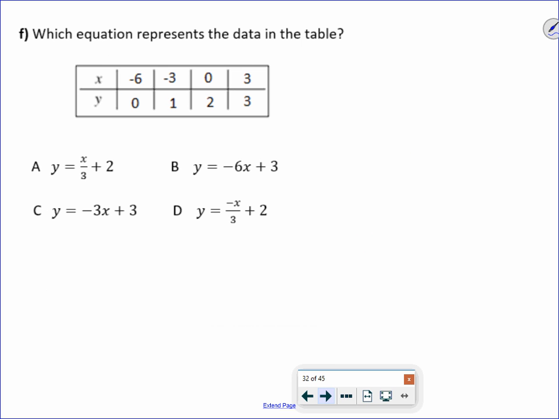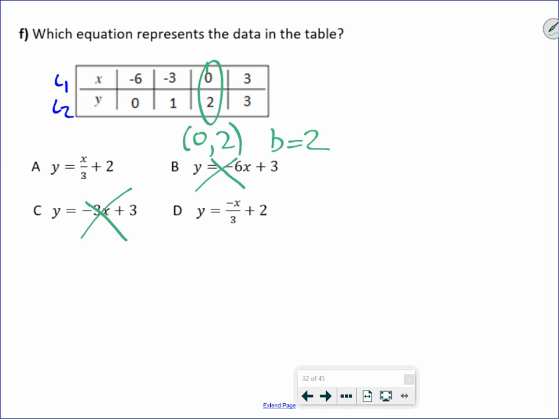For this one, which equation represents the data set in the table? Since we've already done problems finding the line of best fit, you could just put all of this data into the tables: put this into L1, put this into L2, and find the line of best fit. But if you wanted to do it without the calculator, look at this point here. That's the point (0, 2). Remember, that's on the y-axis, so the y-intercept has to be 2. So right away, I know I'm down to those two choices.